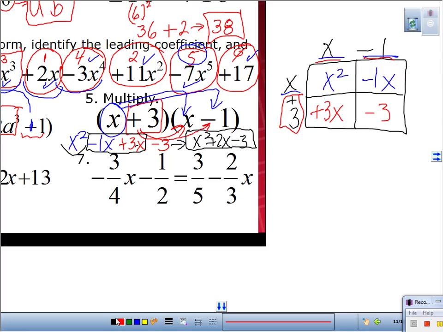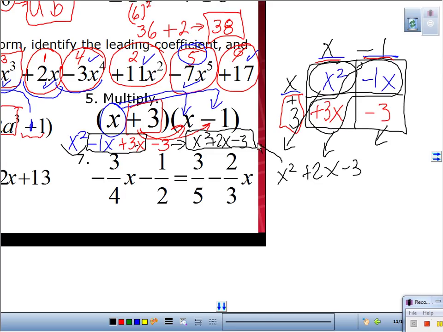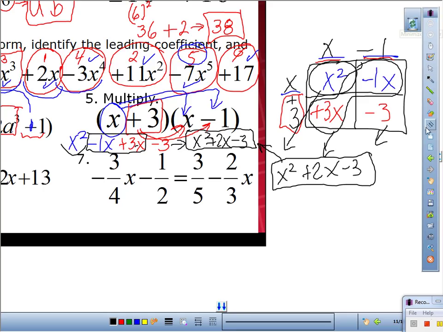Negative 3. All right. And I said whenever you have an area model, you just bring this one down, x squared. These are like terms, so you draw your peanut. What is 3x minus 1x? 2x. That goes there. Then you bring your last term there. Did we get the same thing as the distributive property? Yes. And that's what you do with these for area model and distributive property. All right, let's go to number 6.